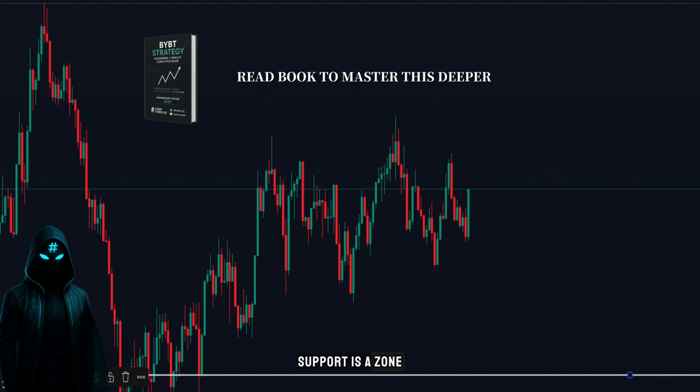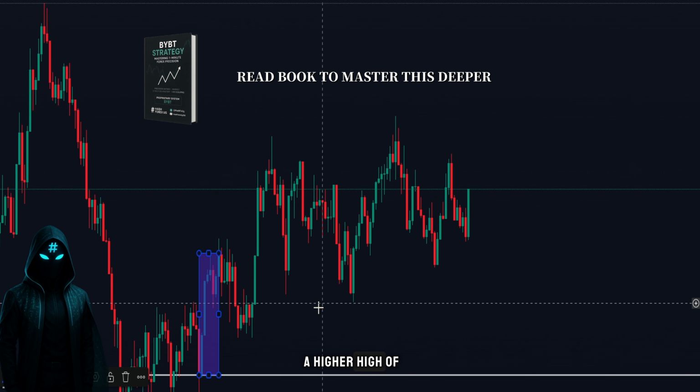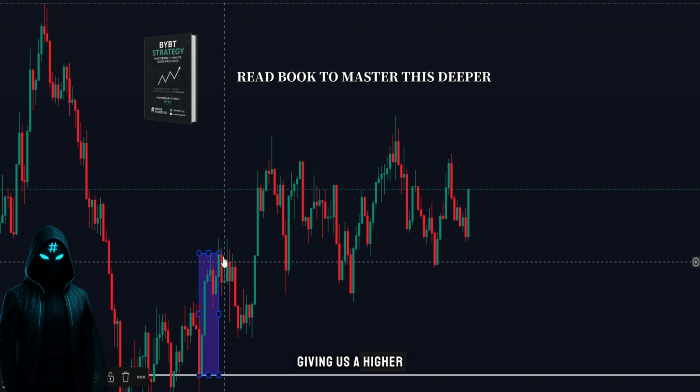Support is a zone where buyers are coming from. So after the market forming this support zone, you're getting this rally to the upside. The rally is forming a higher high. After the market giving us a higher high, we are having a pullback.